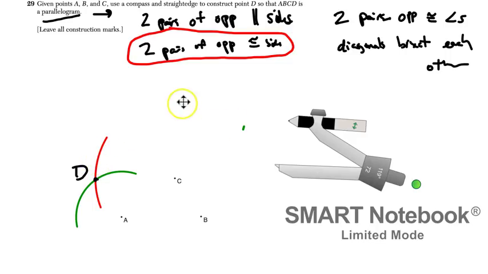It says construct point D. We did that, so we've completed this construction. We'll get it full credit. If we really want to go for the gold, though, to make it really obvious that our work was correct, we should go ahead and connect all four of the points because it'll make it really clear. A to B, B to C, C to D, and then D back to A. That's our parallelogram.